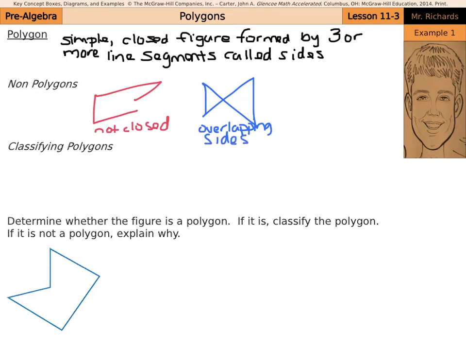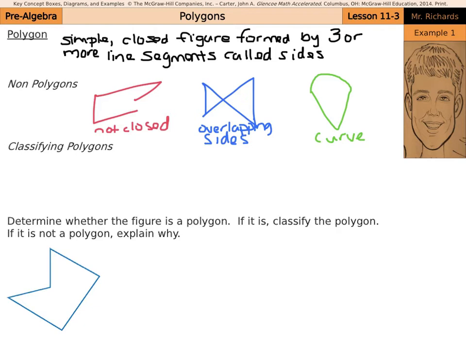And lastly, I could have a closed figure made up of line segments, but if there's a curve involved, it's not a polygon. So a simple closed figure formed by 3 or more line segments called sides is a polygon. If it's not closed, has overlapping sides, or has a curve, since a curve is not a line segment, these are non-polygons. Now, polygons can be classified by the number of sides they have.